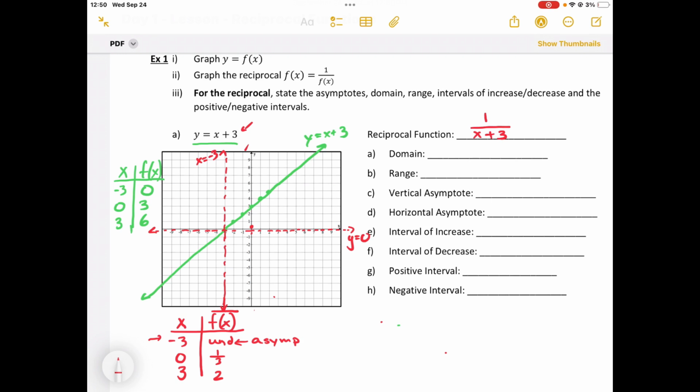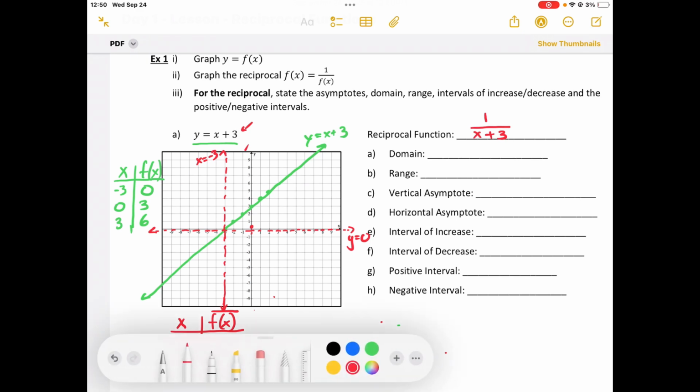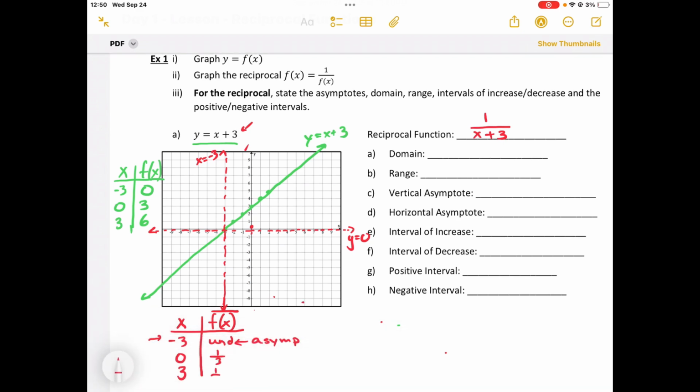And when I put in +3, I'm going to get 1 over 6 here, which is not the right value. There we go. Okay, 1 over 6. So now I get a smaller fraction. So I can identify that on this side, it looks like my graph is approaching my asymptote here.